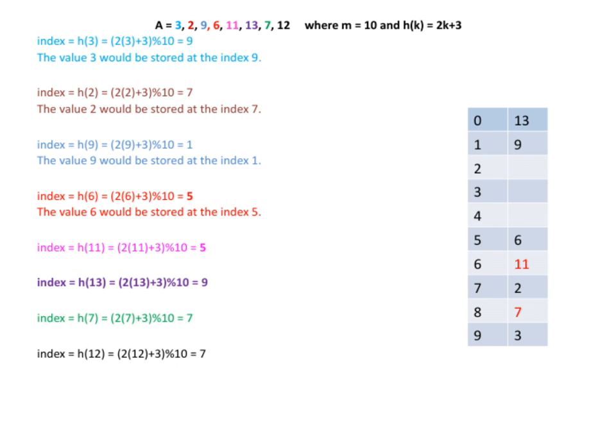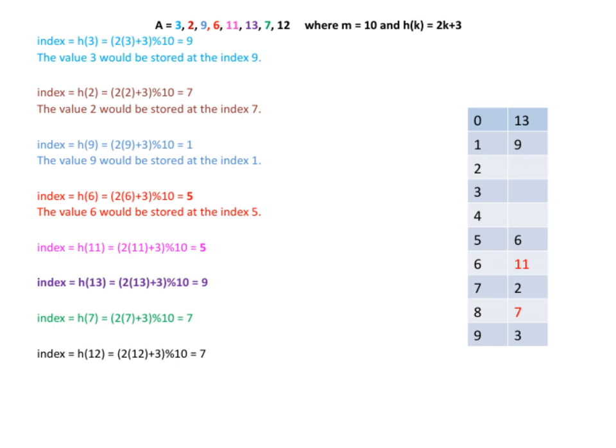Now look at 11. When we compute h(11), it's (2 times 11 plus 3) mod 10, which is 25 mod 10, so also 5. Notice that this causes a collision at index 5, which is an important concept in hashing. Collisions happen when two keys hash to the same index. Similarly, for 13, h(13) equals (2 times 13 plus 3) mod 10, which results in 29 mod 10, or 9. So 13 is also mapped to index 9, colliding with 3.